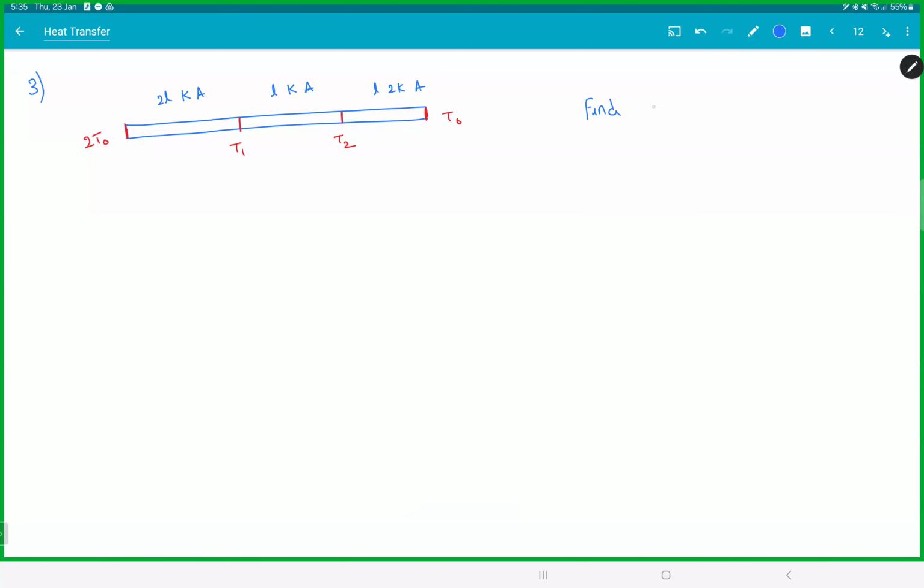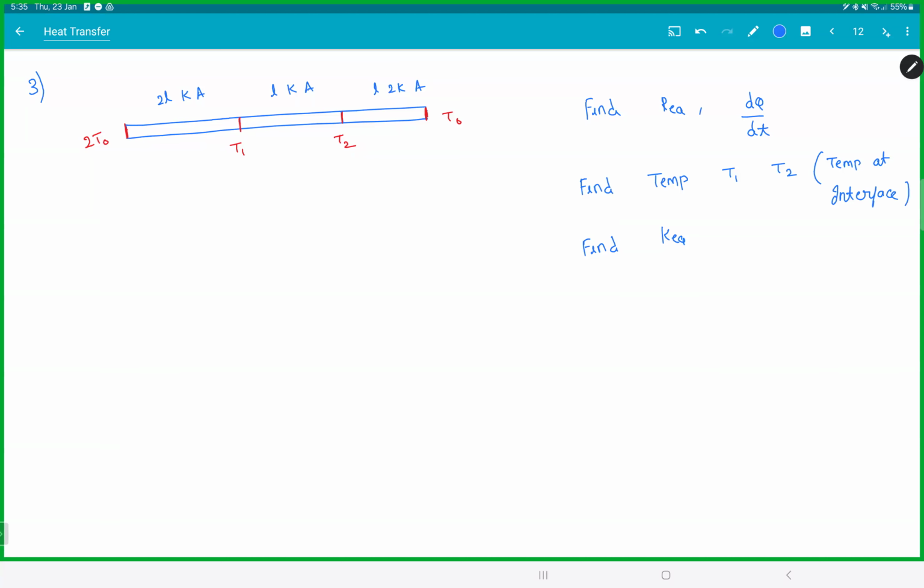So find R equivalent, find the heat flow through the rod, and find the temperature at the interface T1 and T2. And find K equivalent. Same thing as the first one, but there are no two interfaces. So what do you mean by K equivalent? If you replace this entire thing with one single rod, then what should be the K value for that?